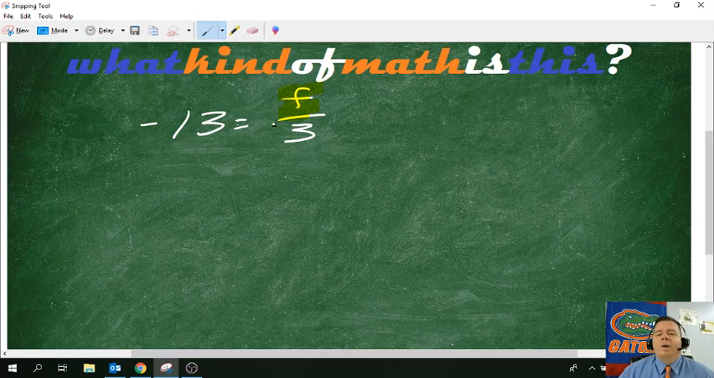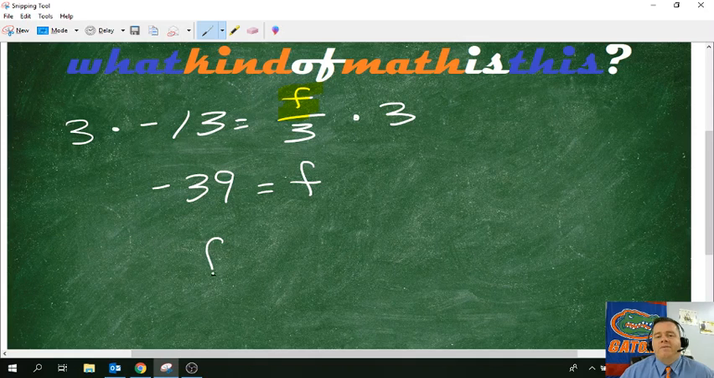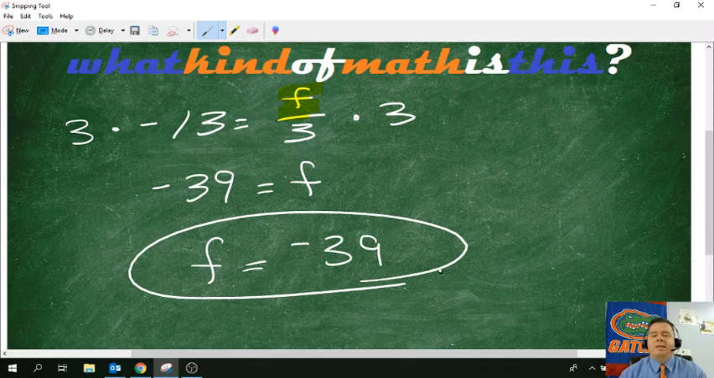So, all right, what we're going to do is that this variable over 3, of course, this is division. So we're going to do the opposite, which is multiplication. And because I'm trying to get rid of this 3, I'm going to multiply both sides by 3. I get -39 equals f, or more properly, f equals -39. And that would be your answer.